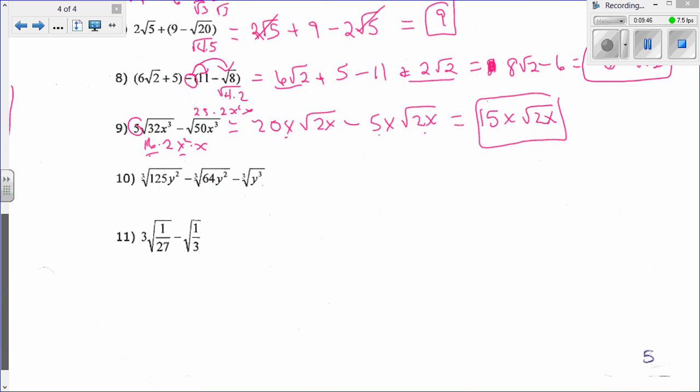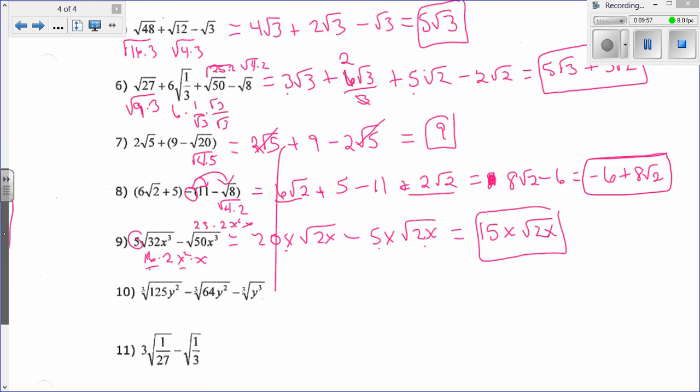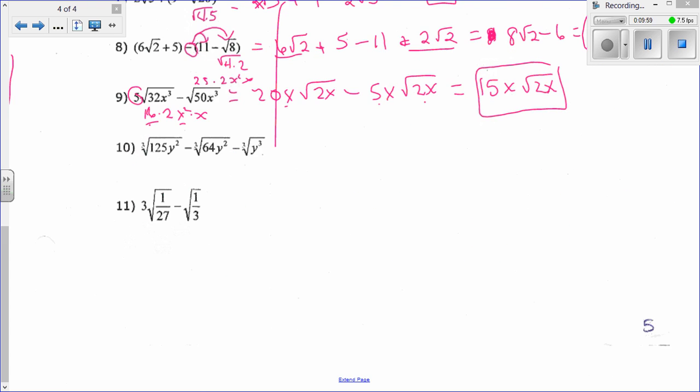For number 10, same concept except for the fact that they're cube roots. So I'm going to break this down here. Oh, sorry about that. 125 is a perfect cube, and the cube root of 125 is 5. Y squared cannot be broken down because 3 does not divide into it evenly, so it's cube root y squared.